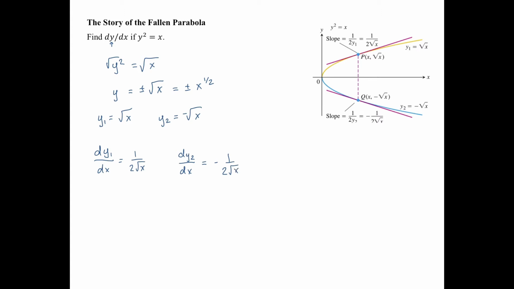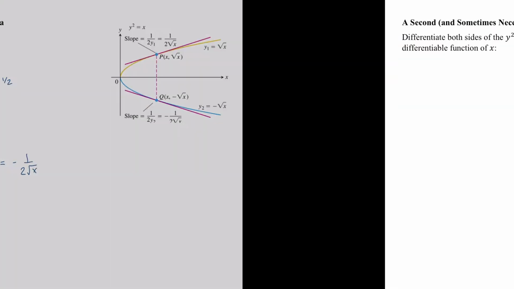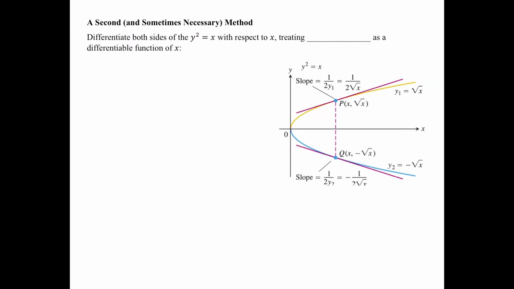So again, we have y is equal to plus or minus the square root of x, but it would be really inconvenient to have to split this up every single time. And we'll even find that we can't split it up into separate functions in a lot of cases. So let's approach the same problem in a different way using what we learned about the chain rule. This second, and I should say usually necessary, method, we'll find is really easier than what we did last time. We just have to do it a few times to figure out what's going on.